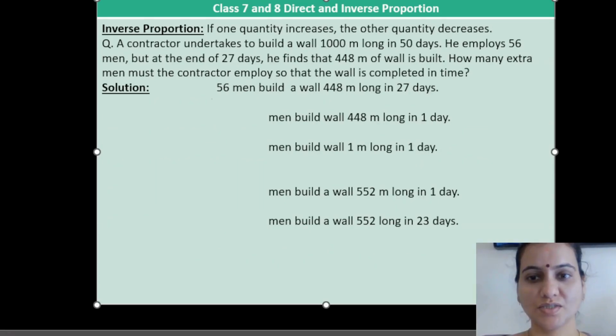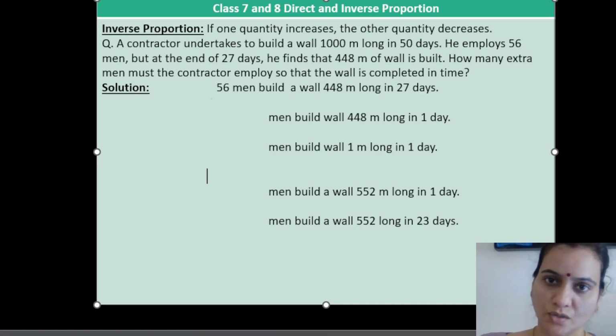Okay, let's do this question. A contractor undertakes to build a wall 1000 meter long in 50 days, and for that he employs 56 men, but at the end of 27 days he finds that only 448 meter of wall is built. That means he could gauge that in the remaining days this wall of 1000 meter long will not get completed. So what does he want to find out? How many extra men must the contractor employ so that the wall is completed in time?